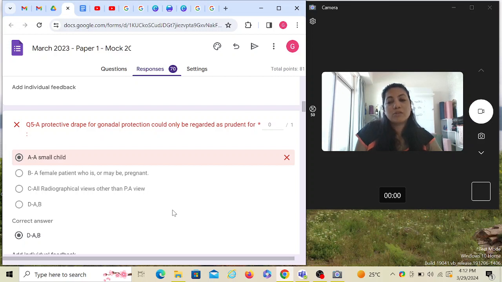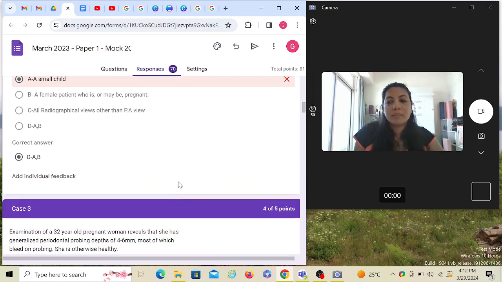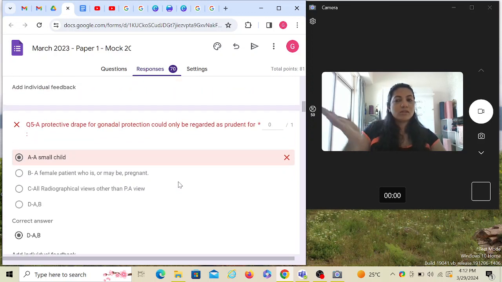A female patient who may or may not be pregnant. Yes, sure. All radiographical views other than PA view. No, actually, you give it for PA view more. All other radiographical views means you can have OPG and all where you mandatorily wear a lead apron anyway. So my option would be A and B. So yeah, we just solved one.